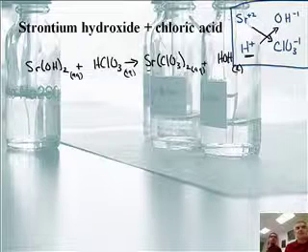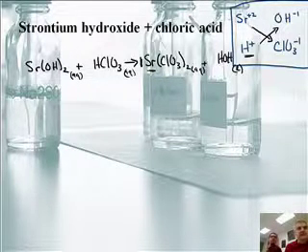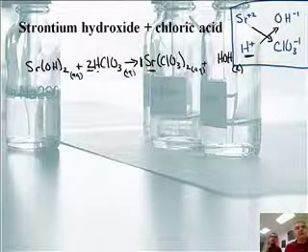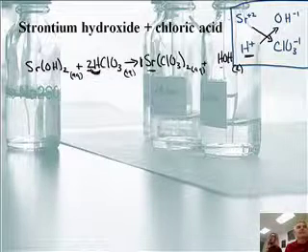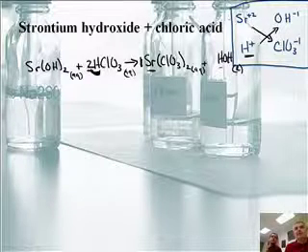This is my most complex, though it's not that complex. I've got 2 chlorates, so I'm going to put a 2 in front here. Think of water as HOH. If I put a 2 here, there are 2 hydrogens, and then I have 2 hydroxides. So that's actually the balanced equation. This is the molecular equation.